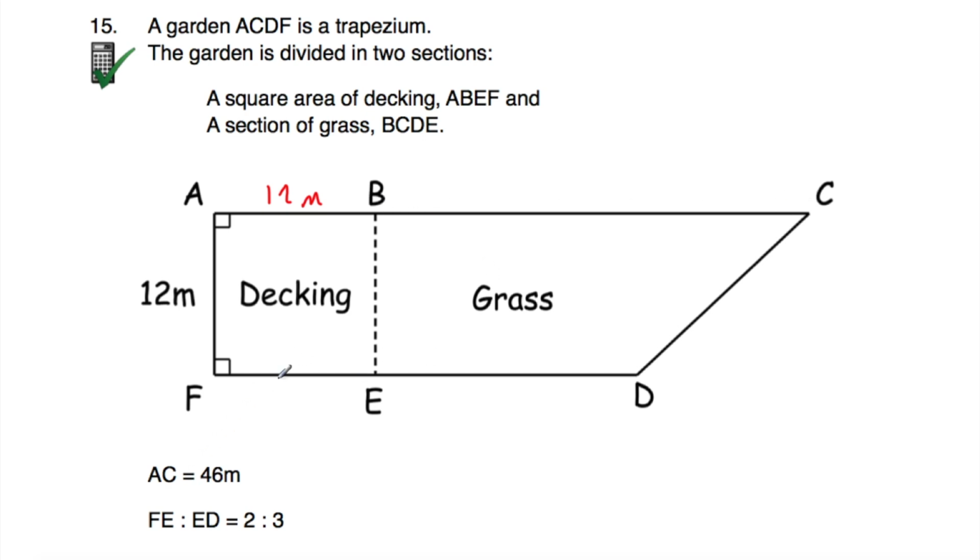And we're told the distance from A to C is 46 meters. This is fantastic. If I know the distance from A to C is 46 meters, 46, take away the 12 that we know there, because it's a square, is equal to 34 meters. So that means the distance from B to D would be 34 meters. Okay, so we've got that distance.